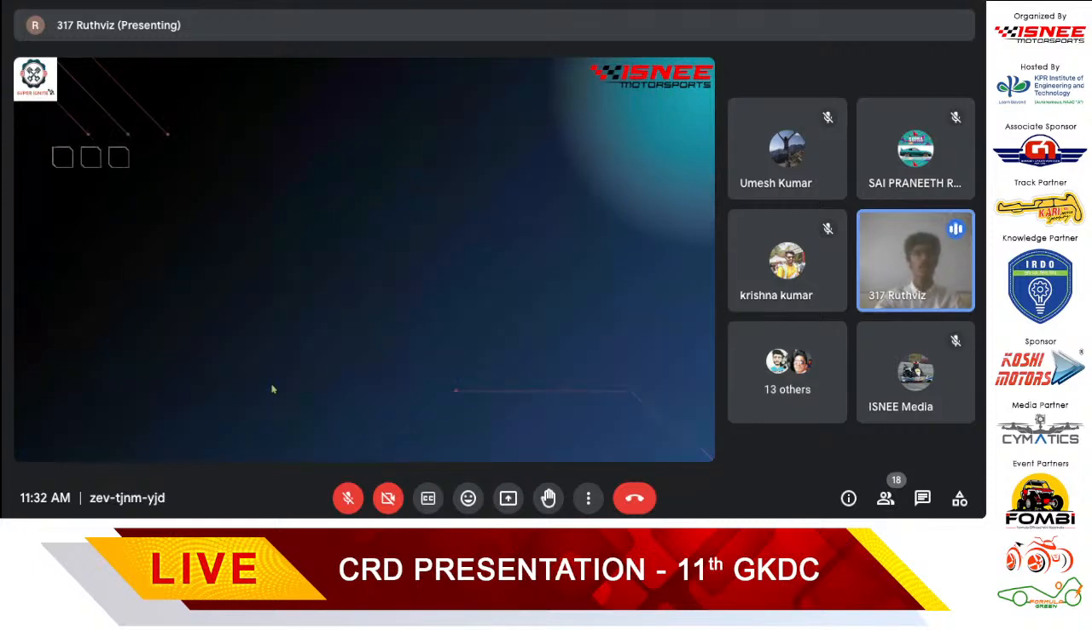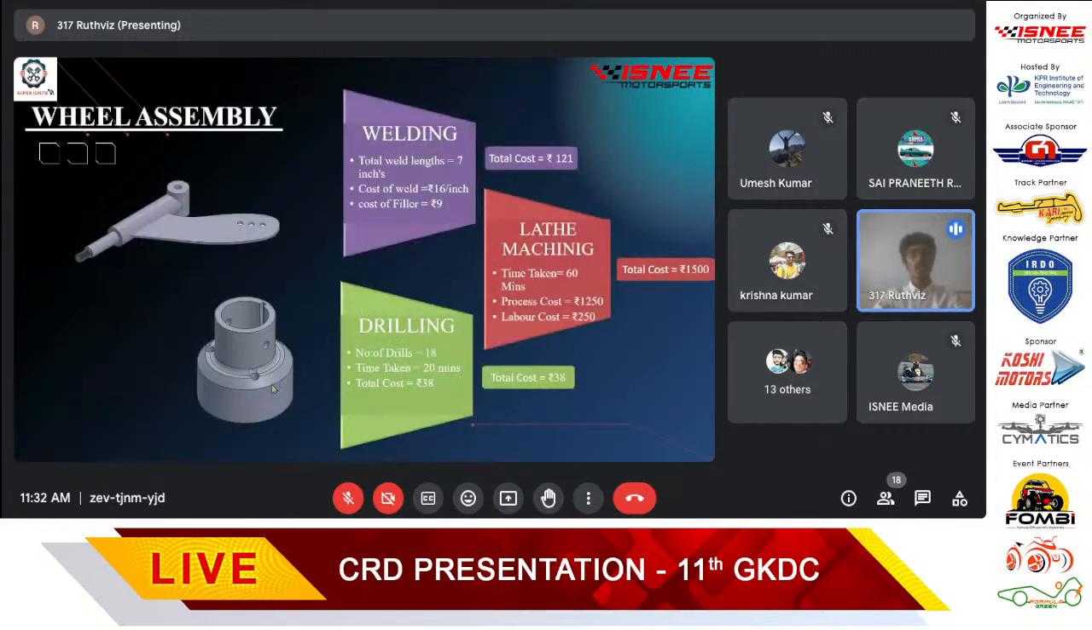Next, going into the wheel assembly. In this wheel assembly, the manufactured items are the stub axle and also the hub. For the stub axle, we have considered MS rods. For this, the welding is a total of 7 inches, at the same 16 rupees per inch on both sides. The filler material cost us 9 rupees. The total cost of this welding is 121 rupees.